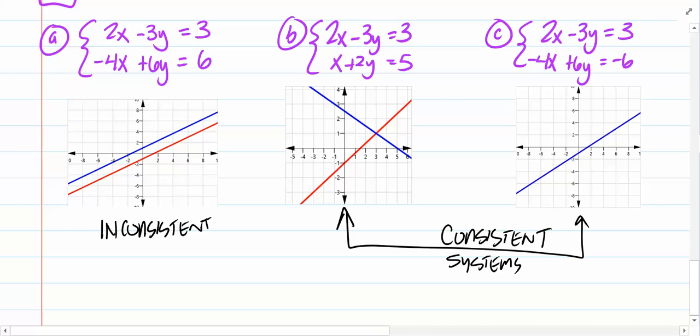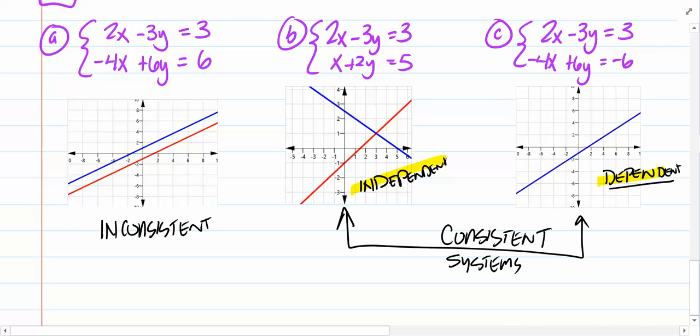Okay? So now, there's two different types of consistent systems. A consistent system with infinitely many solutions, that's the one on the far right, is called a dependent system. A consistent system with only one solution is called an independent system. So you might want to take note of these names here: independent, dependent for consistent systems.